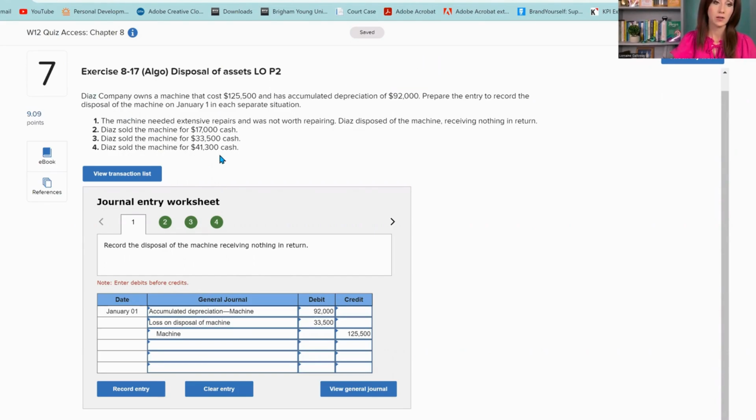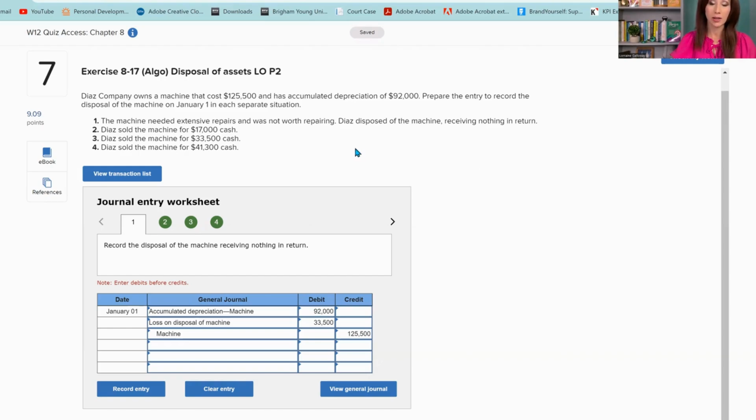So up here, I have Diaz Company owns a machine that cost $125,500 and has an accumulated depreciation of $92,000. Lovely. They give us the accumulated depreciation. I don't have to go find it. And I have the total cost and value of my asset here. So now I'm going to prepare to record the disposal of this machine on January 1st. They already give me the date, so I also don't have to worry about that. This is one point in time. I'm not going to have to calculate months or anything like that.